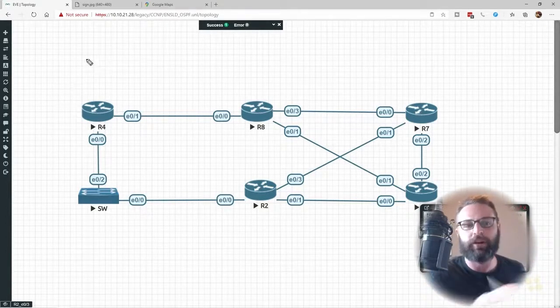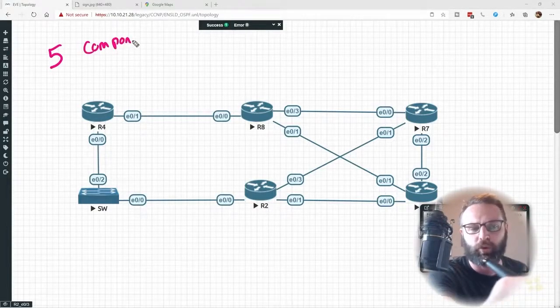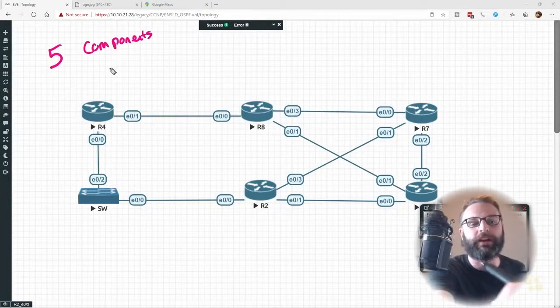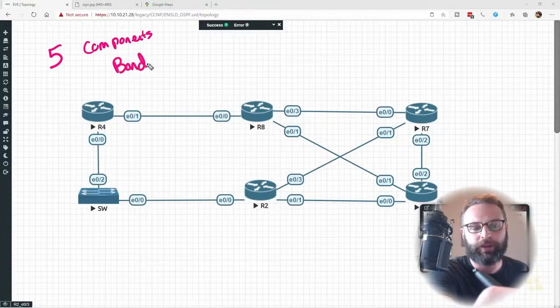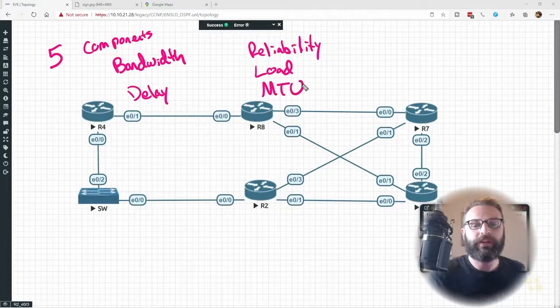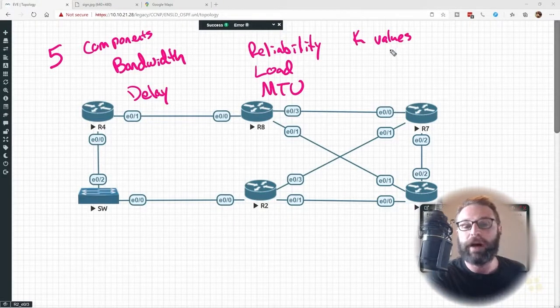The EIGRP metric is comprised of 5 components, or 5 metrics, that it uses in order to calculate its big number that determines how far away a network really is. Those are bandwidth, delay, reliability, load, and MTU. These are often referred to as the K values because the actual formula for calculating the EIGRP metric is very complicated. There's a lot of math to it, and these are all represented by Ks. This could be K0 through 4.